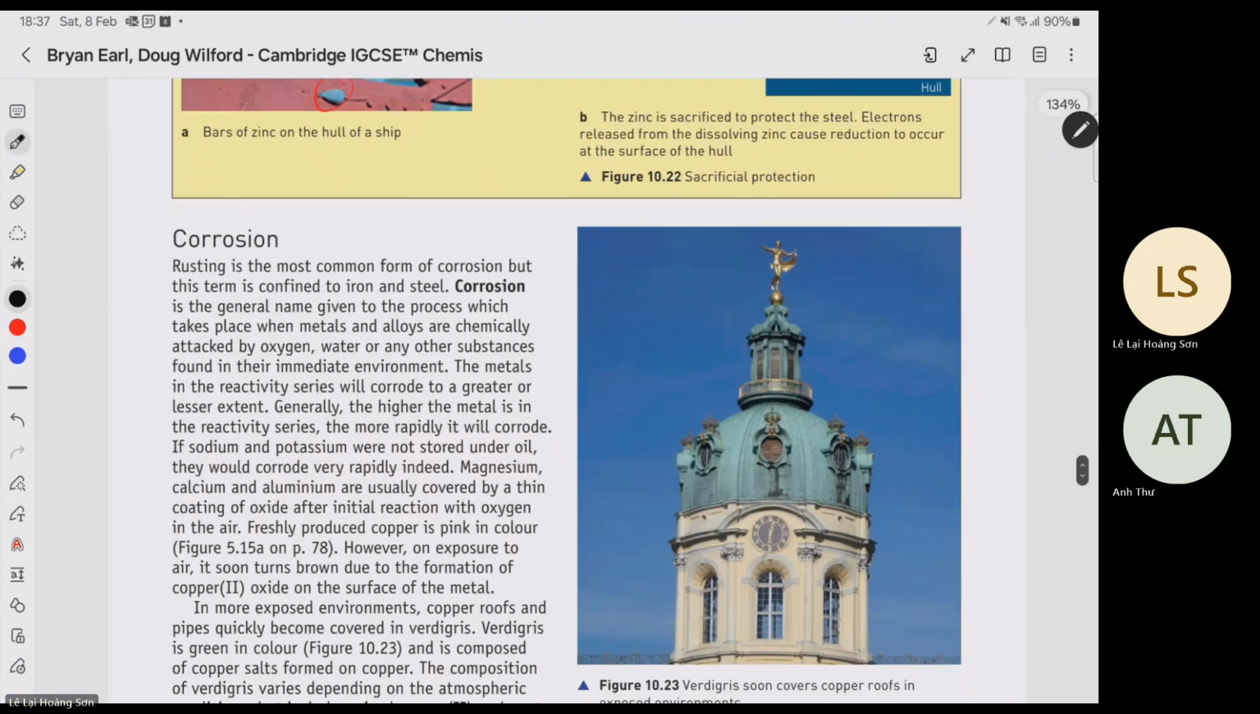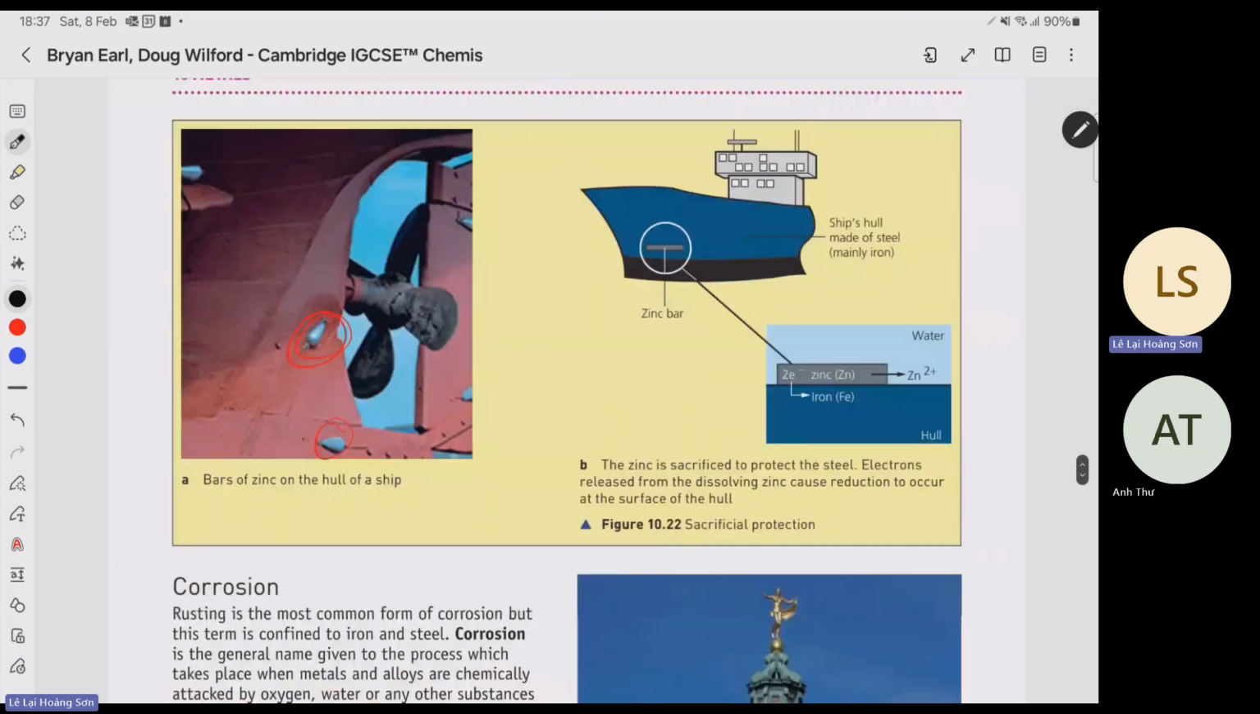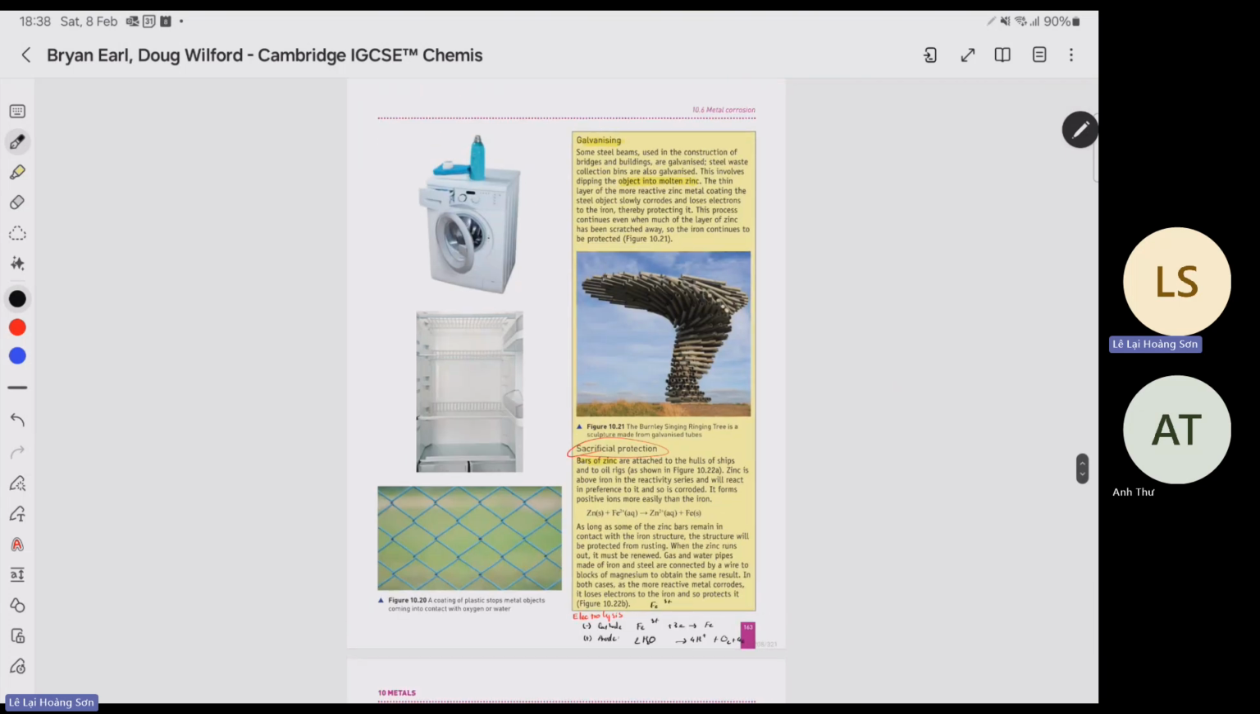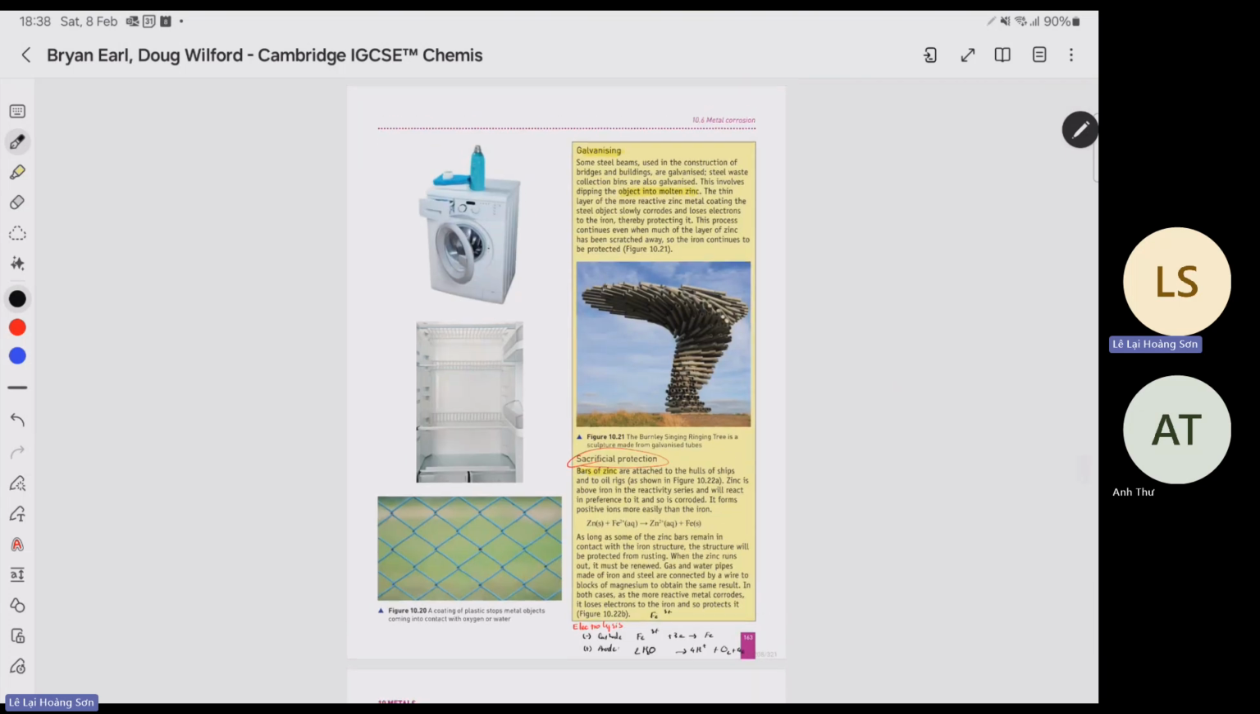Okay, I'm gonna give you some time to take note. So basically, there are some ways to protect the iron from rusting, and you need to remember some of them. Maybe you can have physical methods like using the oil, the grease, the physical barrier to isolate the iron, the metal from rusting. Maybe you can have chemical reactions like galvanizing, sacrificial protection, essentially the same thing, and electrolysis.